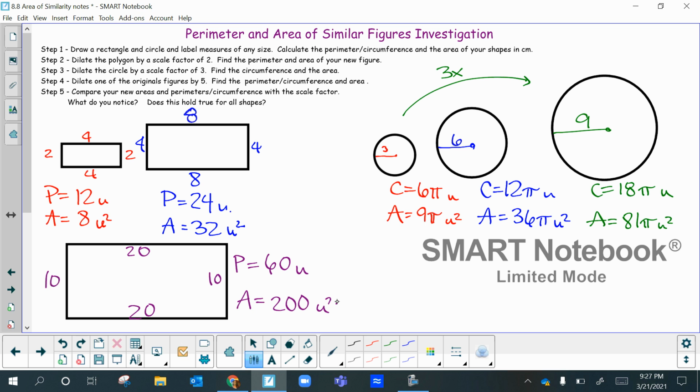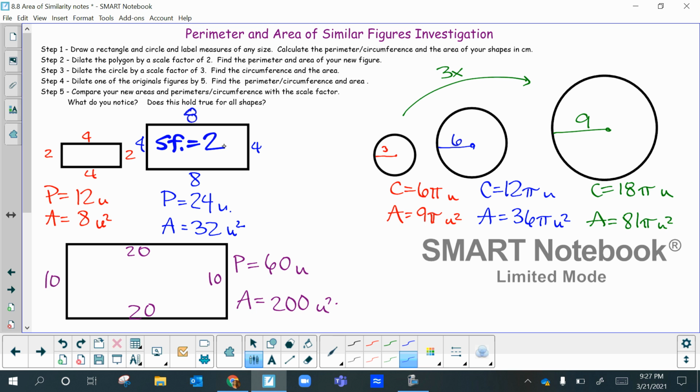All right, so now let's start comparing these new areas and these new perimeters with your scale factor. Okay, so remember our scale factor for this one here was 2.